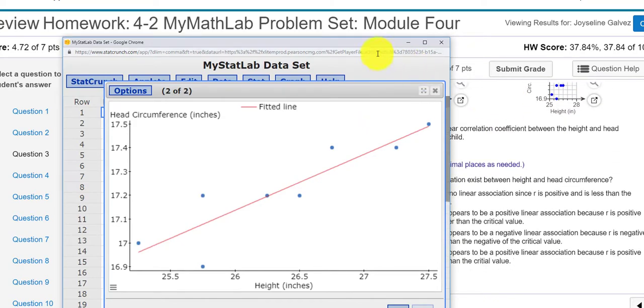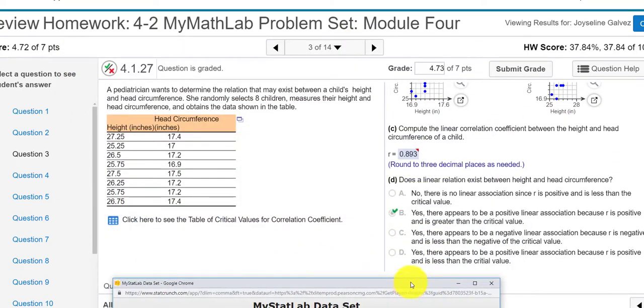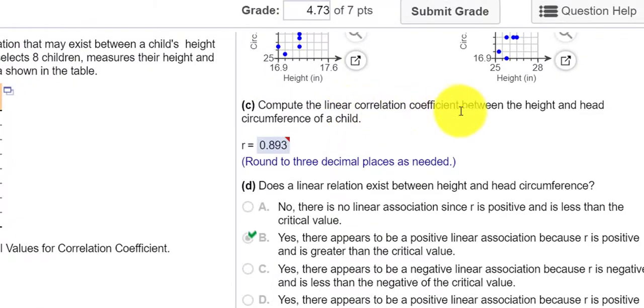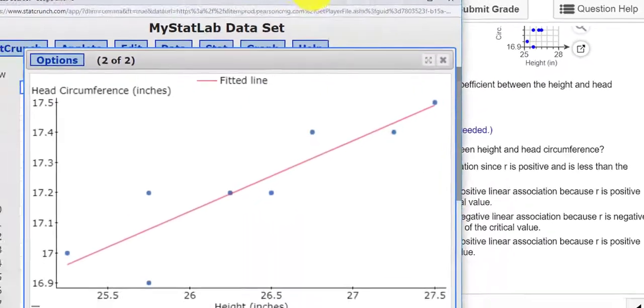The next question asks you to compute the linear correlation coefficient. Well, that's actually done for us.